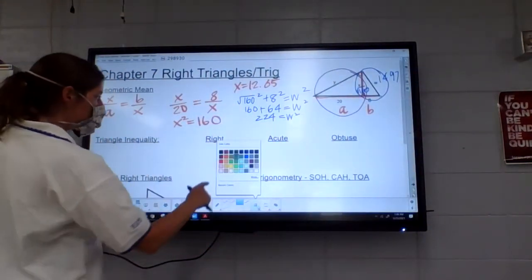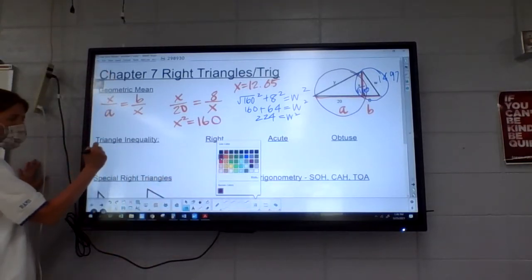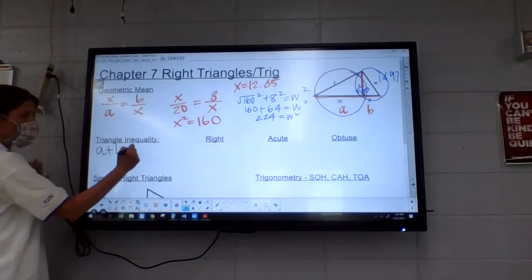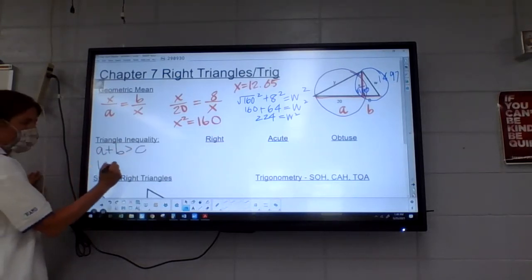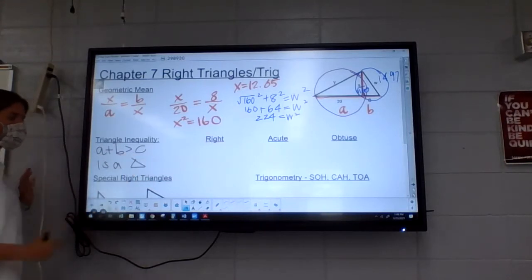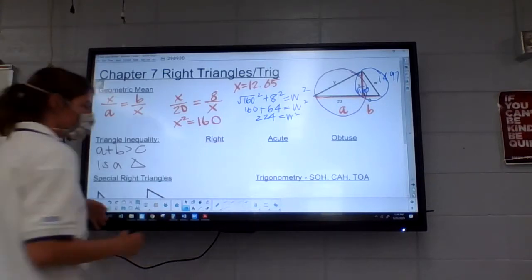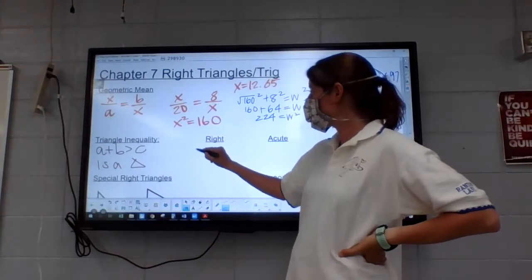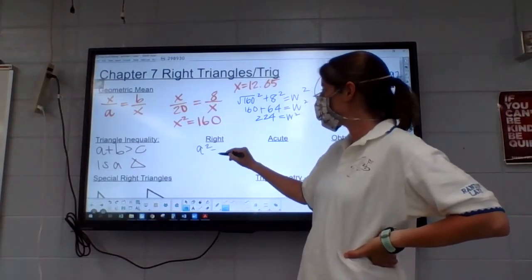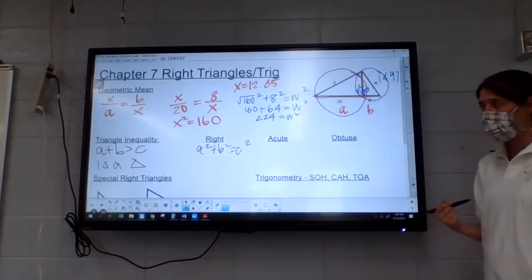So the next thing we talked about was the triangle inequality, and that's in order to be a triangle, a plus b has to be greater than c. But then we get more specific. So in order to be a triangle, a plus b has to be greater than c. We want to get a little bit more in depth here. A squared plus b squared is going to equal c squared. It's a right triangle.